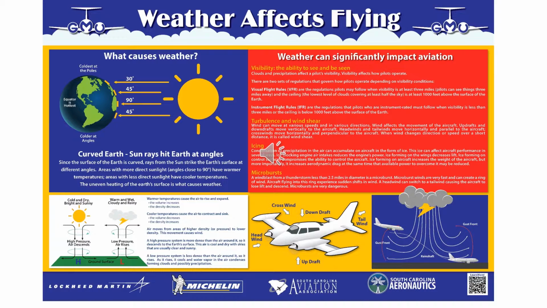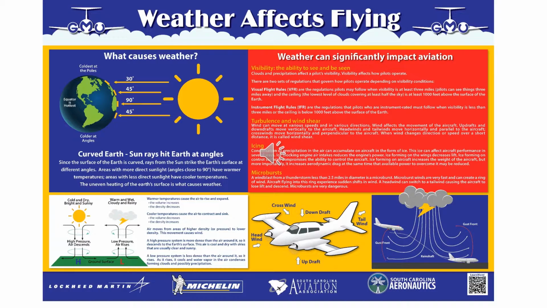Warmer temperatures cause the air to rise and expand. Thus, the volume increases and the density decreases. Cooler temperatures cause the air to contract and sink. The volume decreases, the density increases. Air moves from areas of higher density or pressure to lower density.